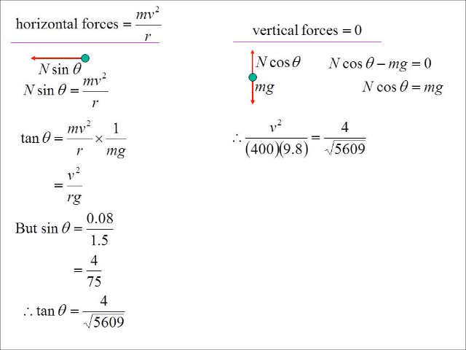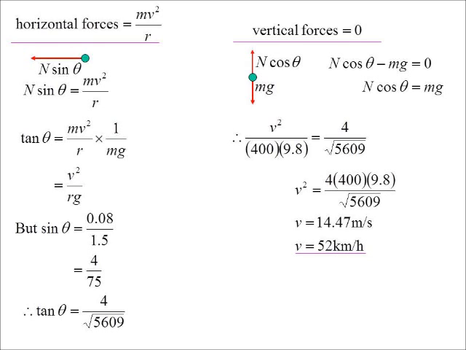Let's sub it in. We know the radius, we know g we're using as 9.8, and velocity squared is what we're working out. We end up with 14.47 metres per second, but that's 52 kilometres per hour. So our train driver can now go, oh, excellent, 52 kilometres per hour, I'll go around that corner, stays on the tracks, and everything's wonderful.